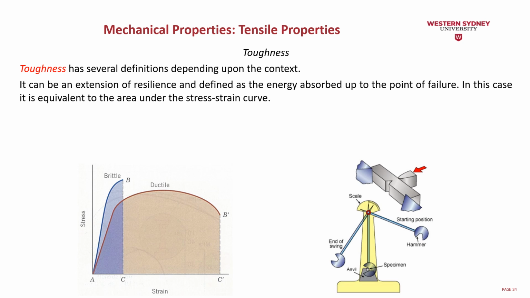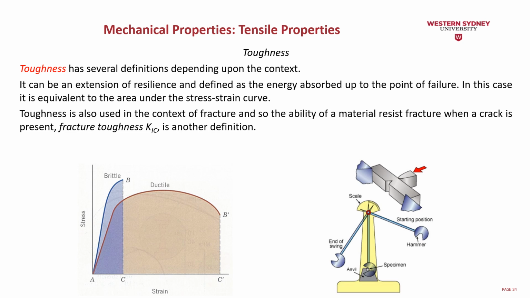There's a toughness test, as you can see in this diagram. You have the specimen, you have the hammer, hit the part, and see to what extent it is going to be bent. Toughness is also used in the context of fracture, meaning the ability of the material to resist fracture when a crack is present. The fracture toughness, or KIC, is another definition.